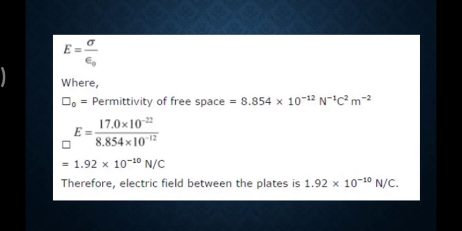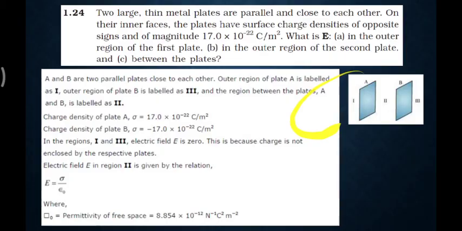The important thing in this example is this: the charge is not outside, it is not enclosed, so the electric field will be 0 in regions 1 and 3. Only region 2 can have a field, since it encloses the charge, so the electric field can be there.